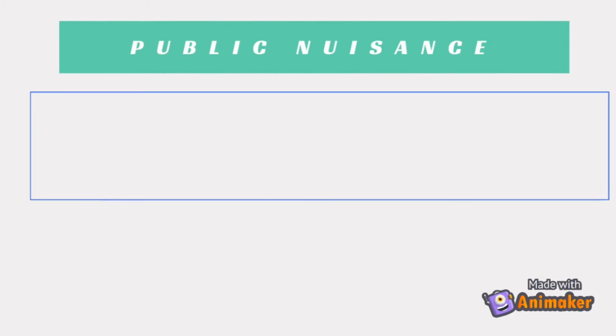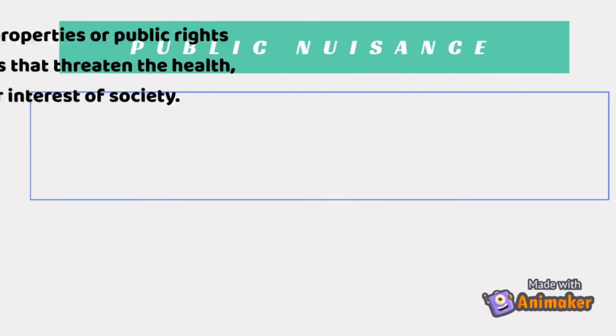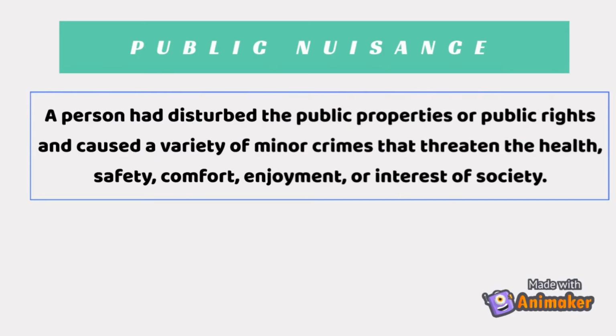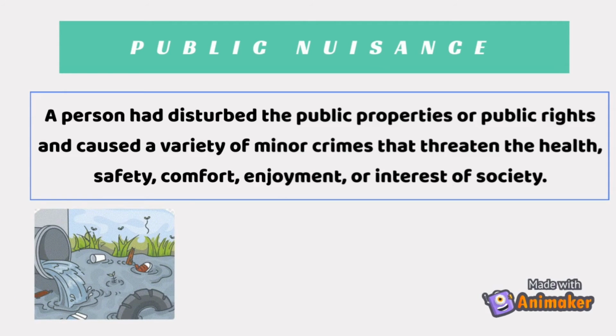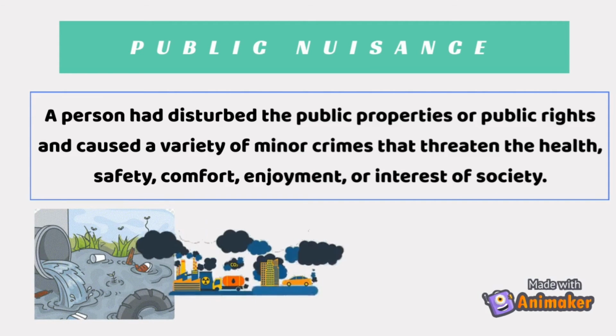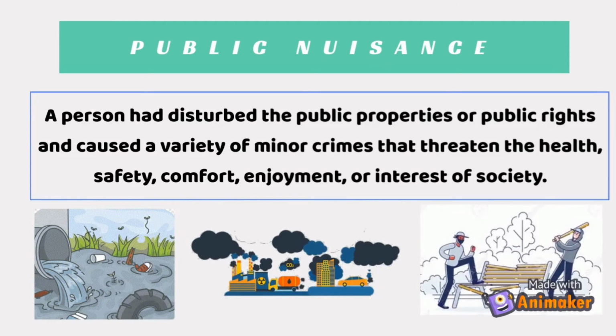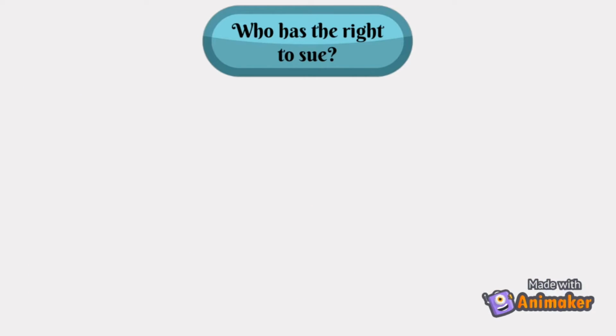After private nuisance, now is public nuisance. Public nuisance is when a person has disrupted public properties or public rights and caused a variety of minor crimes that threaten the health, safety, comfort, enjoyment, or interest of society. For example, water pollution, air pollution, and disrupting the facilities in a park. In this high-tech and densely populated society, disputes are unavoidable.